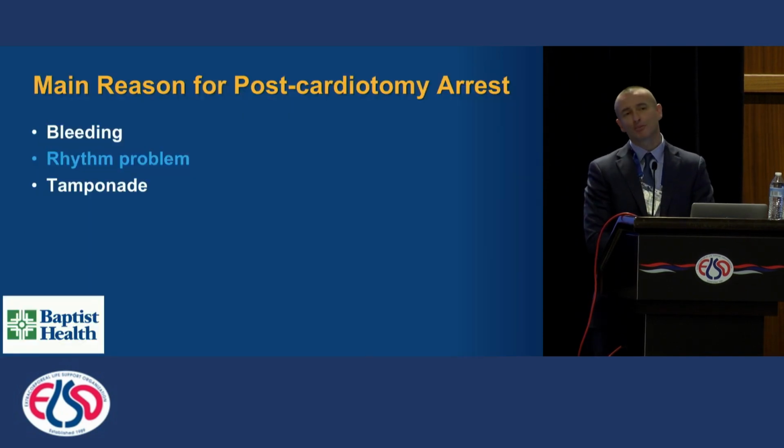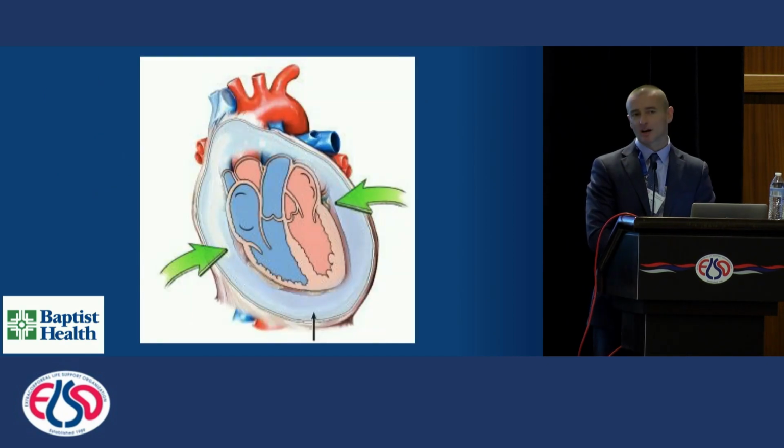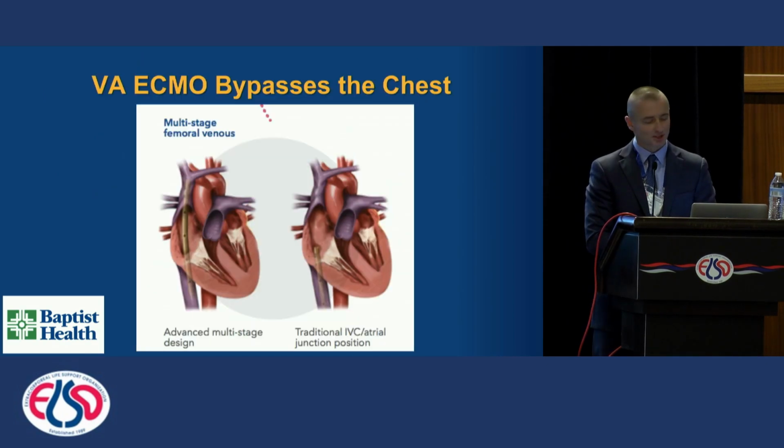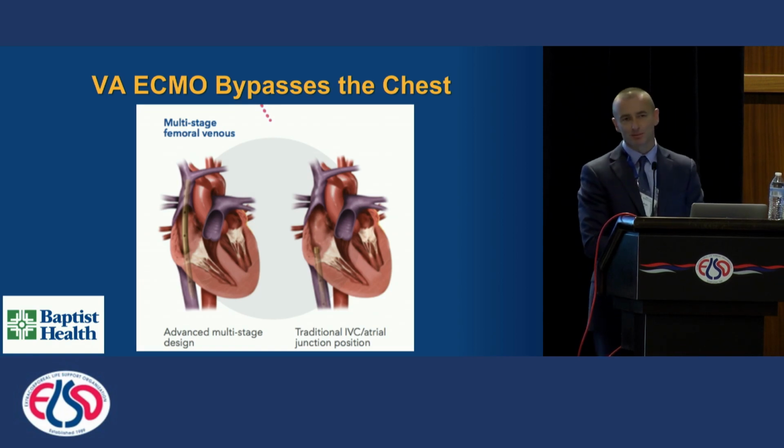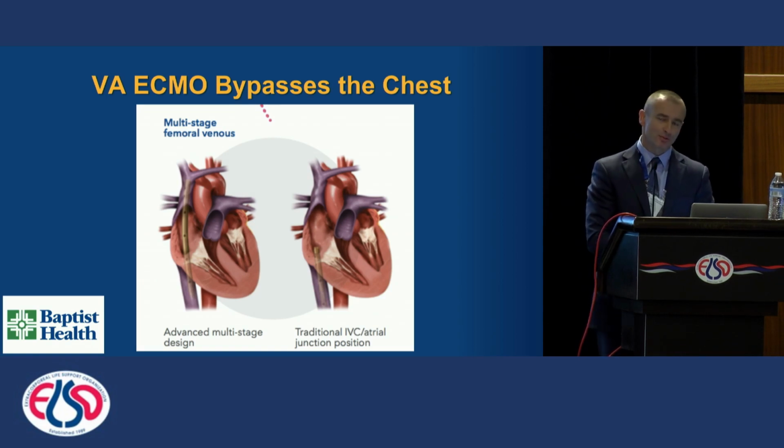One may ask, what about the bleeding and tamponade? How are we going to address it with ECPR? Bleeding and tamponade are one of the most common reasons for post-cardiotomy arrest. We know the heart is being compressed and collapsed. And the question is, how do we drain the SVC and right atrium when tamponade happens with a multi-stage venous cannula?